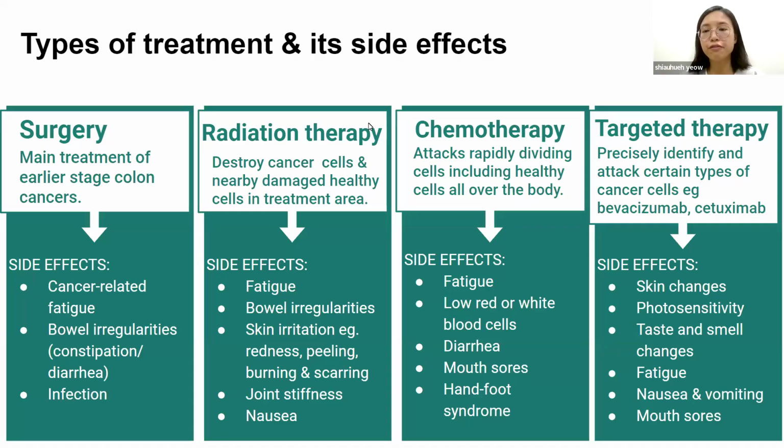Okay, then the last one is targeted therapy. Targeted therapy precisely identifies certain genes or certain proteins in the cancer, and therefore causes less side effects and targets the cancer cells directly. Examples would be bevacizumab and cetuximab.